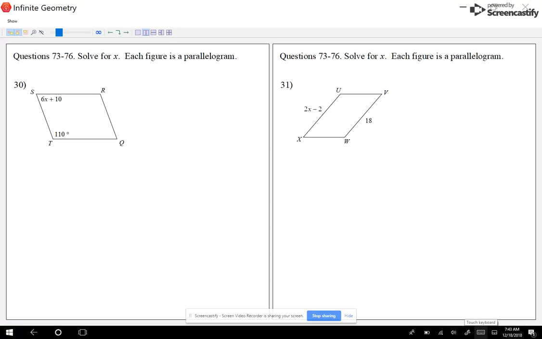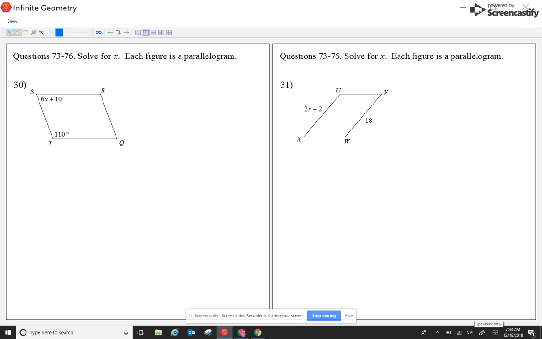Let's see this thing. Gotta love technology only sometimes. Not working.